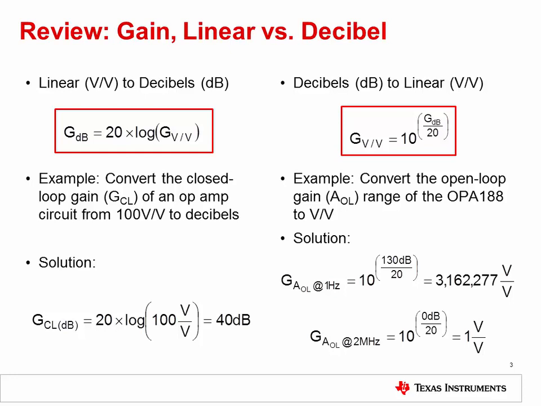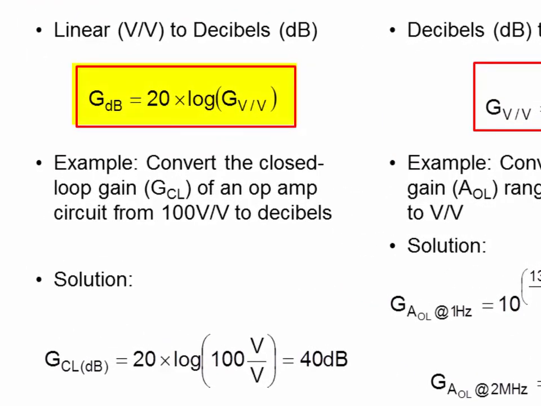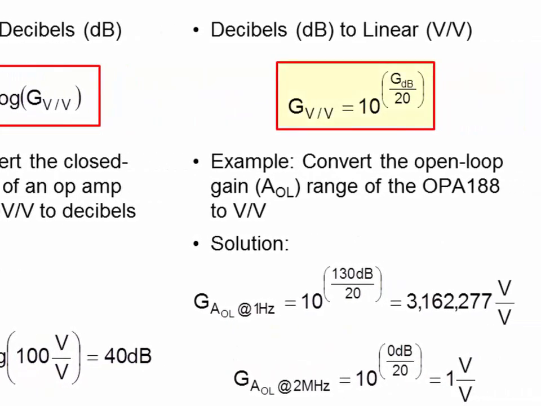This slide shows how to convert linear gain values to dB and vice versa. This equation shows how to convert from a linear gain in volts per volt to decibels. For example, let's convert the closed-loop gain of an op-amp circuit from 100 volts per volt to decibels. Substituting 100 volts per volt for the linear gain in the given equation yields 40 dB. Similarly, given a gain in decibels, we can convert it to a linear representation using this equation.